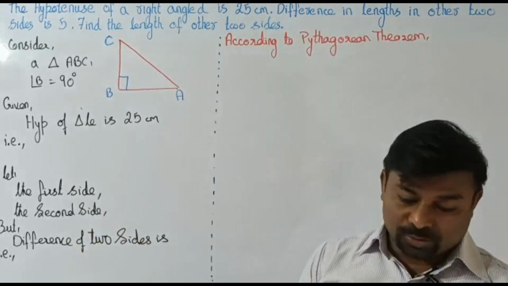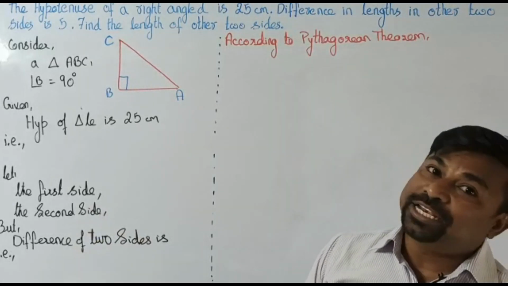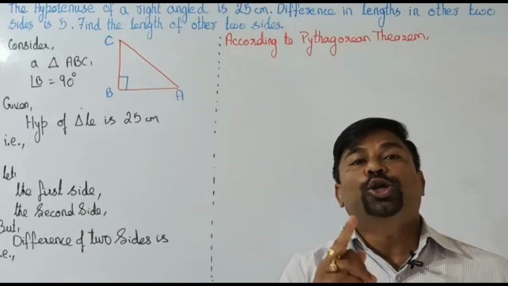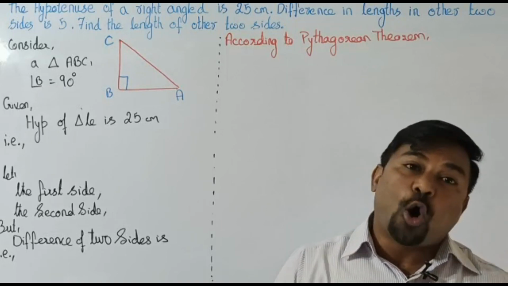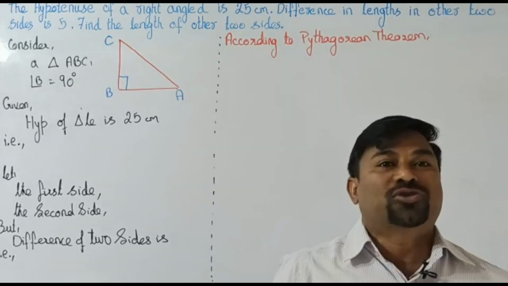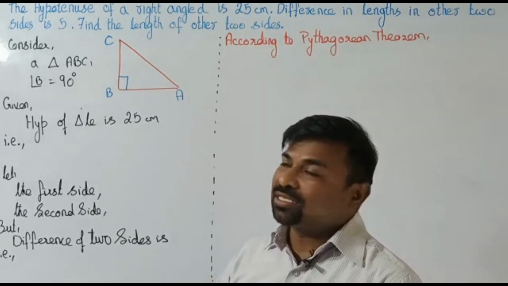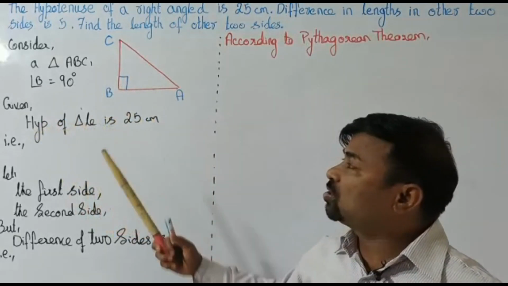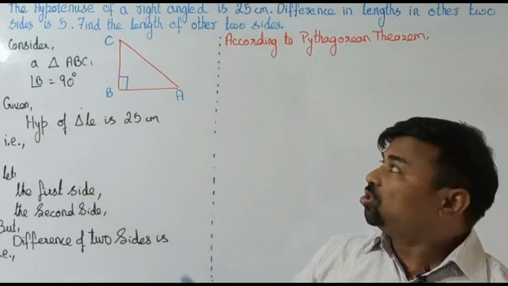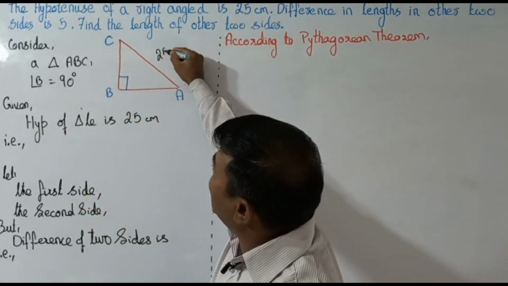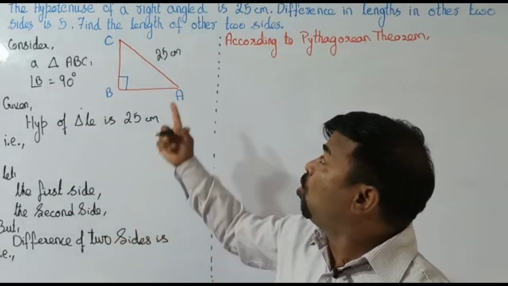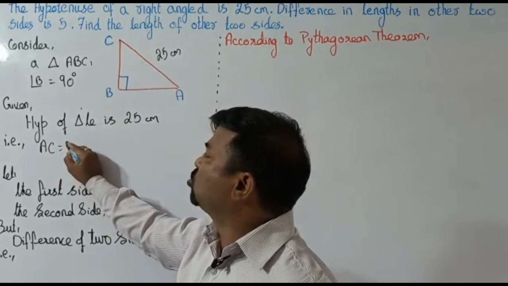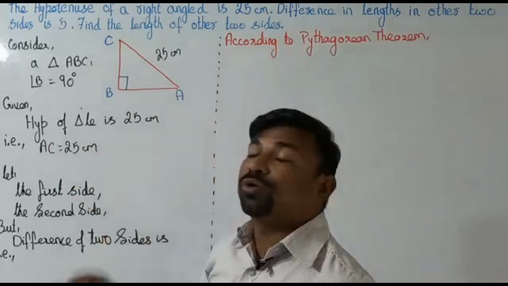Okay guys, as we all know, the side opposite to the 90 degrees becomes the hypotenuse. But please remember, the hypotenuse is the longest side of all the three in a right angle triangle. You have to remember that one. So what he has given: consider a triangle ABC, right angle at B, and the hypotenuse of the triangle is 25 centimeters. So we are taking this side as 25 centimeters. That is AC equals 25 centimeters. This is the measurement we have taken.